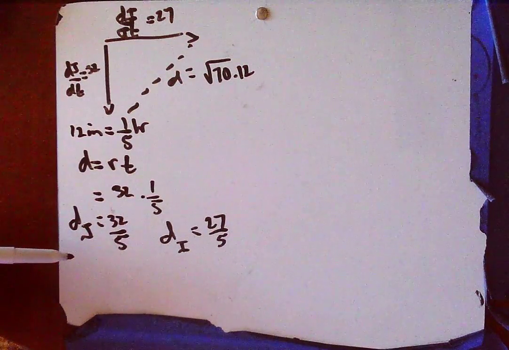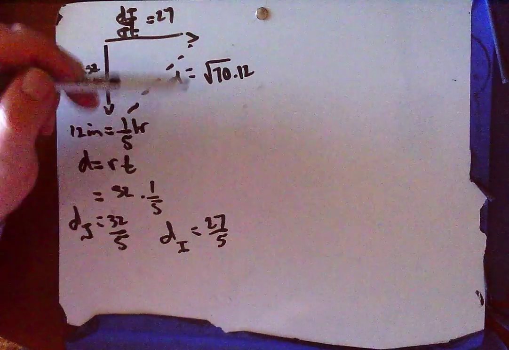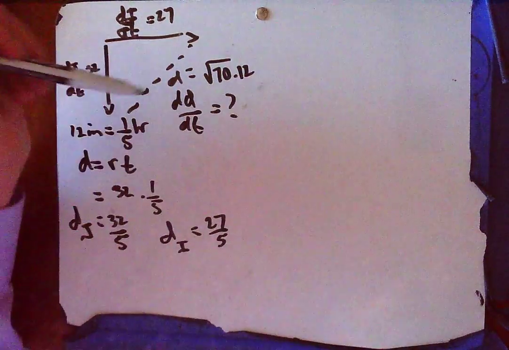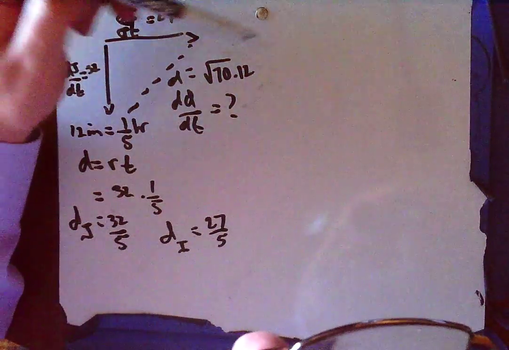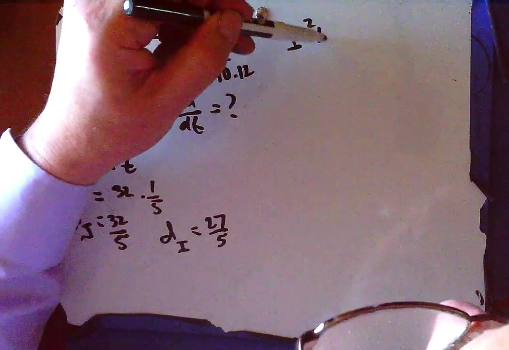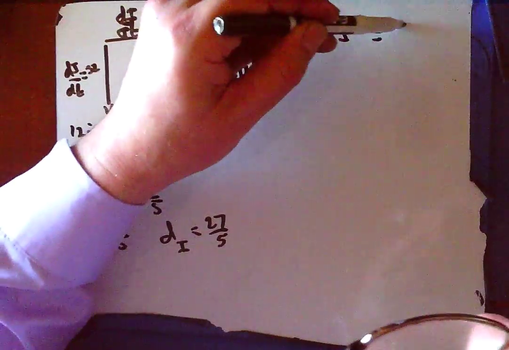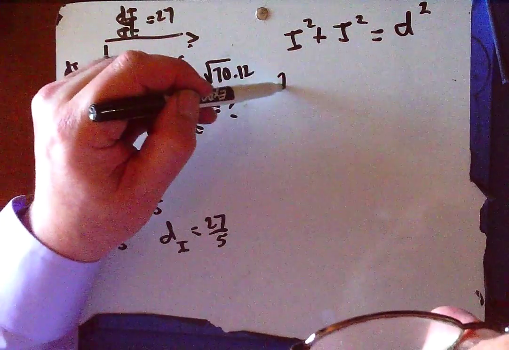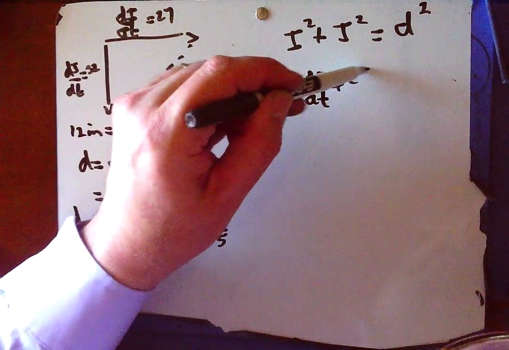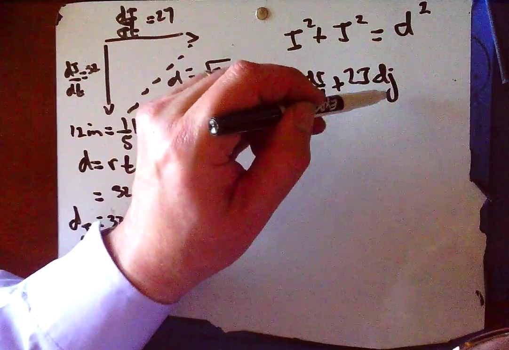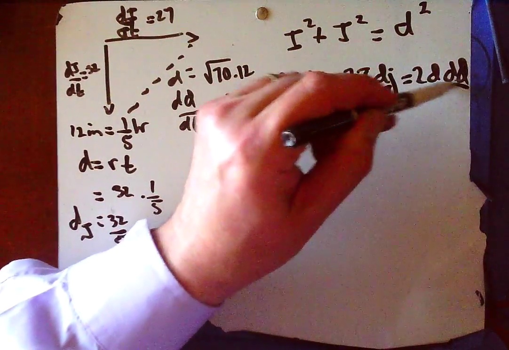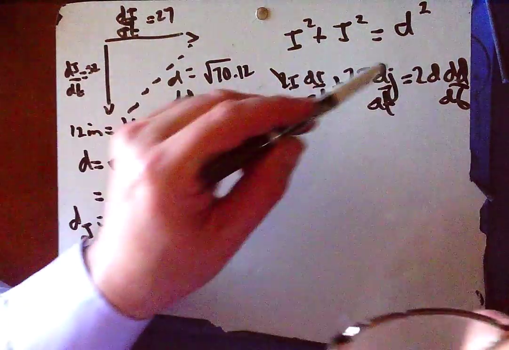I'm trying to find dD/dt, and that is something I'm going to get by using the Pythagorean theorem. I squared plus j squared equals d squared. Taking the derivative: 2i di/dt plus 2j dj/dt equals 2d dD/dt. I'm going to take out all the 2's.